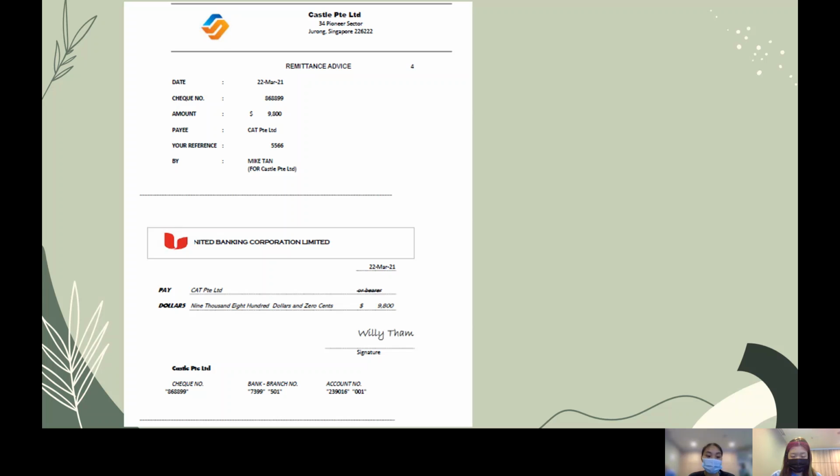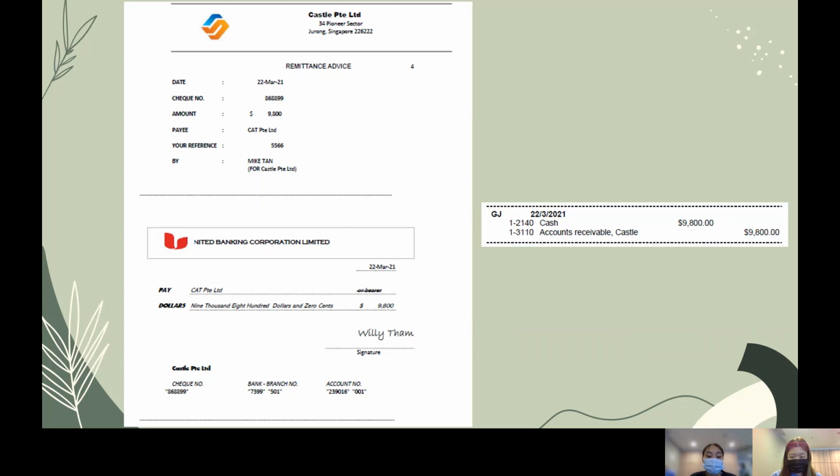And lastly, on the 22 March 2021, one last example is a remittance advice, meaning proof of payment document sent by a customer to a business. Specifically, Castle Private Limited paying our company Cat Private Limited $9,800 through a check. Hence, the accounts affected are cash and accounts payable from Castle. Cash will be placed in debit because there is an increase in asset, and accounts payable will be placed in credit because there's a decrease in asset.